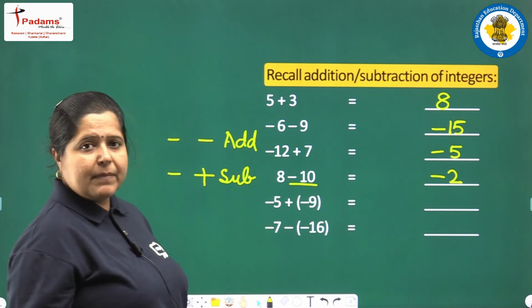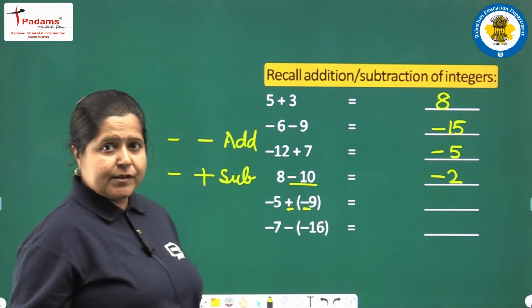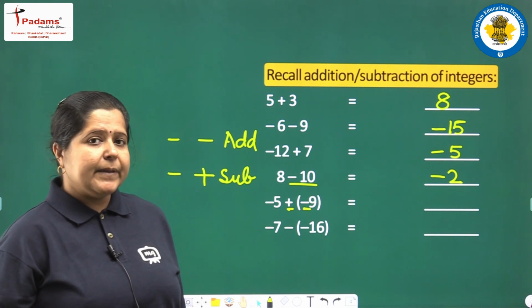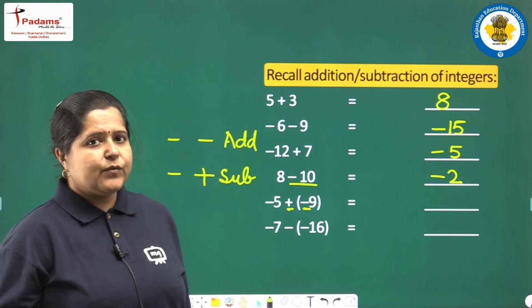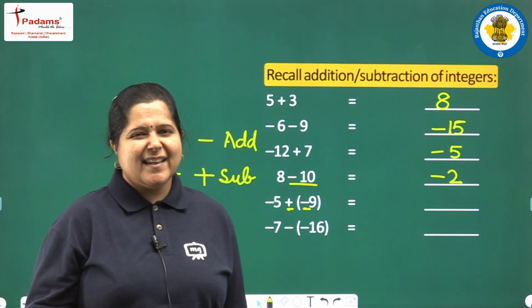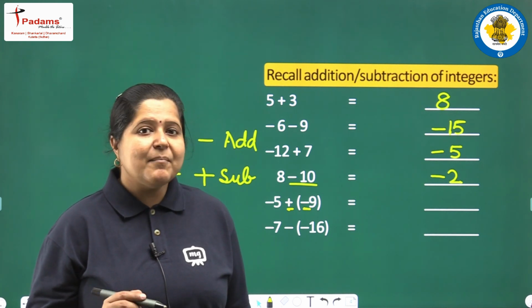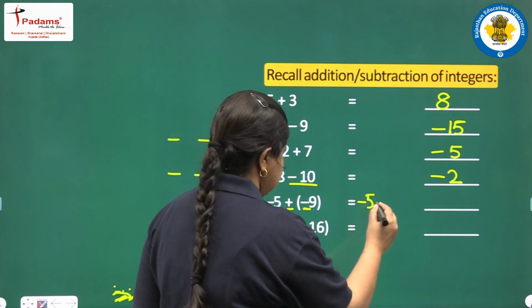Minus 5 plus minus 9. First there are two signs, plus and minus. We will decide which sign will remain here. One sign will be chosen and that will be minus. Whenever plus and minus come together, minus wins the race, or we can say in simple language, in the fight between plus and minus, minus will always win. So minus 5, minus 9.